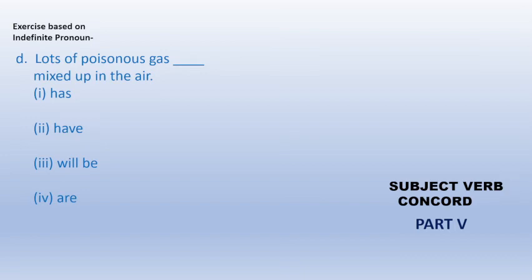Lots of poisonous gas dash mixed up in the air. So, poisonous gas, the word is an uncountable noun. So we will place only a singular verb. Lots of poisonous gas has mixed up in the air.